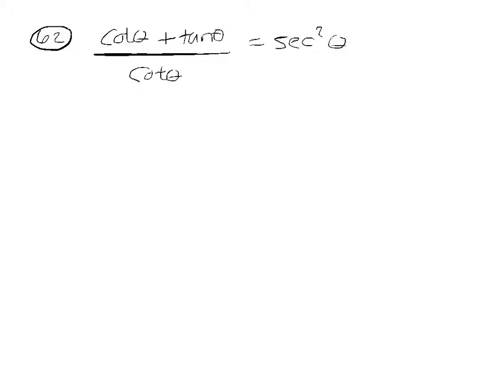Number 62 has cotangent theta plus tangent theta all over cotangent theta equals secant squared. Well, this looks a little bit scary. Don't those ones cancel? No. So let's write down the complicated side.